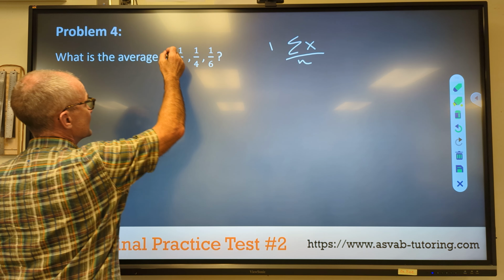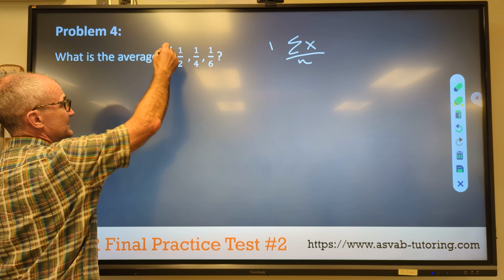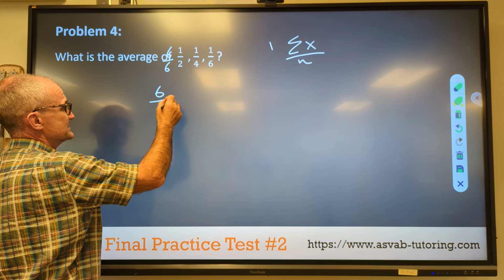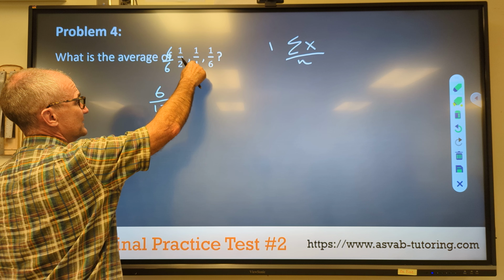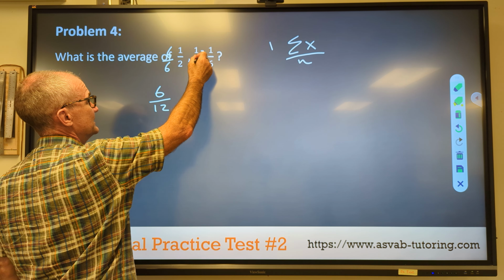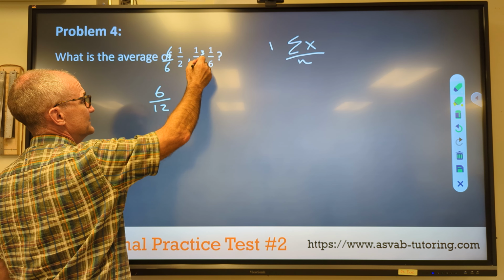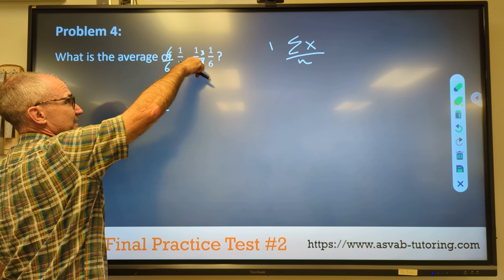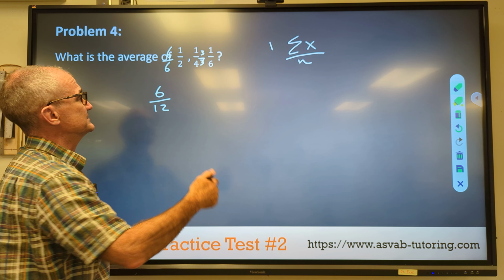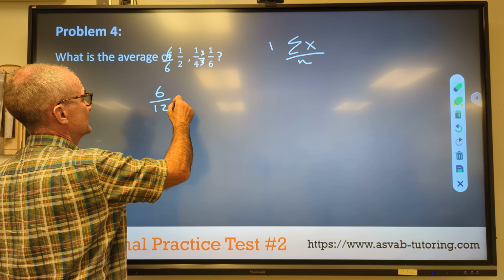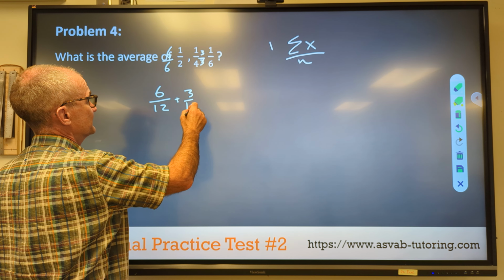So I'm going to multiply this half by 6 over 6. That's equal to 1. That'll give me 6 twelfths. This one I'm going to multiply by 3 over 3. That'll give me the 12. But again, 3 over 3 is equal to 1. Doesn't change the value. So that's going to be 3 twelfths.